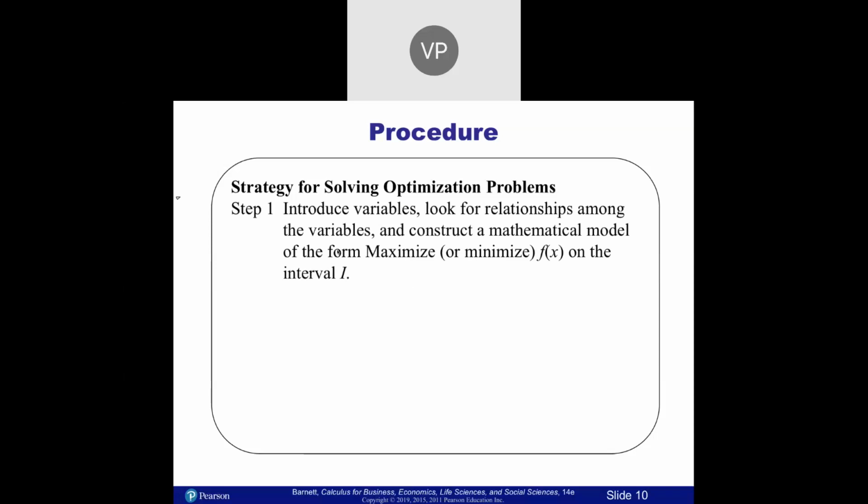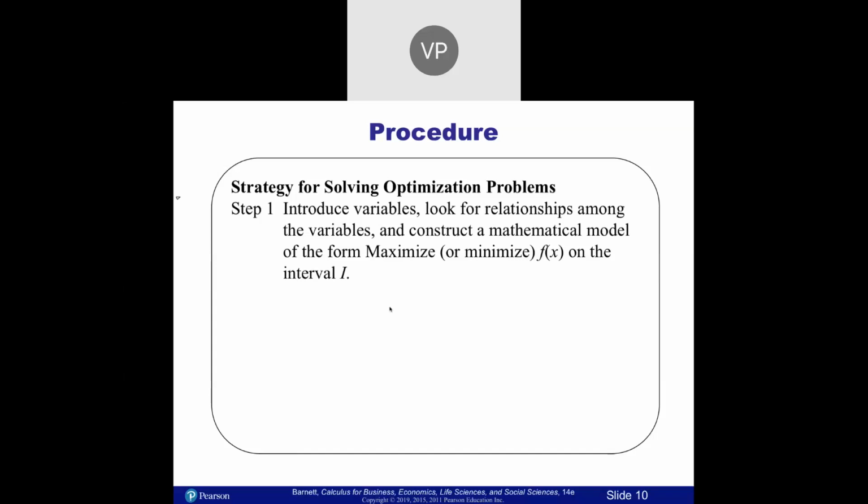Introduce the variables, and the big thing here, like I said, I'll let you read it and go through it. The main part is you need to create an equation of the thing you're trying to maximize or minimize. If they're telling you to max or min area, you need an equation that says area equals this. If you're trying to maximize volume, you say V equals this. If you want to minimize cost, C equals that. You have to create an equation with the variable that you're trying to take the max or the min of.